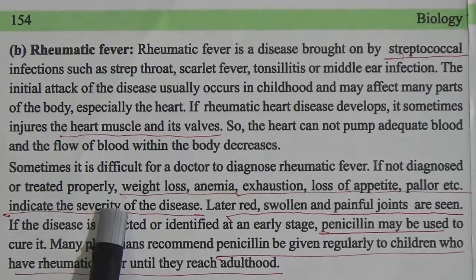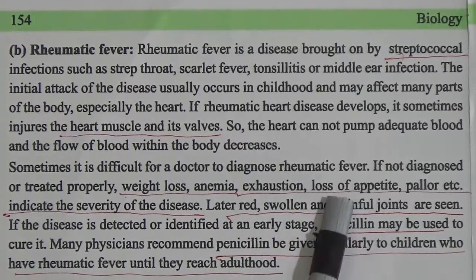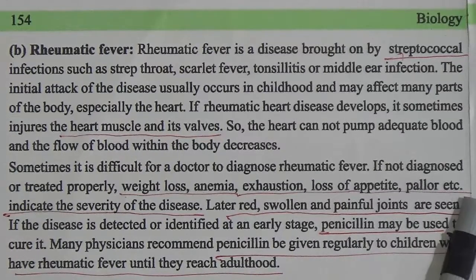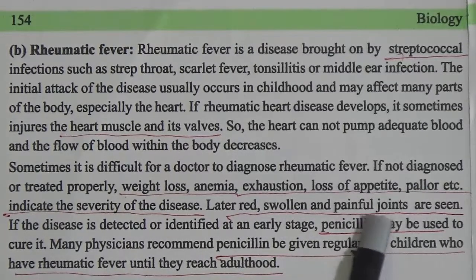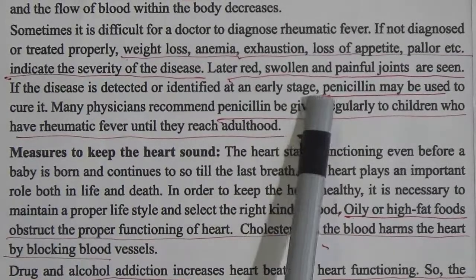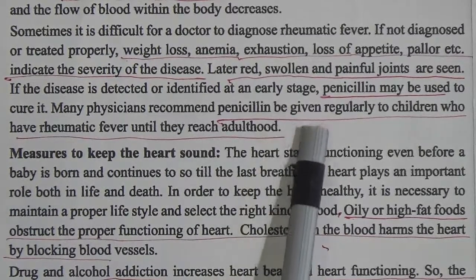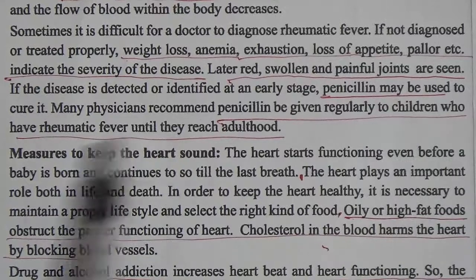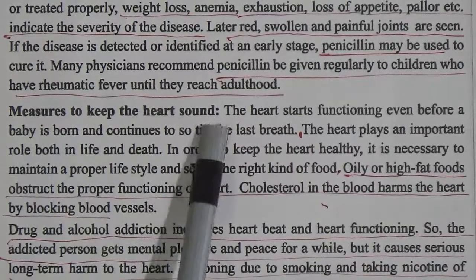Then if not diagnosed or treated properly, there will be weight loss, anemia, exhaustion, then loss of appetite and pallor, etc. These indicate the severity of the disease, and later red, swollen and painful joints are seen. If the disease is detected at an immediate and early stage, penicillin may be used. Some physicians recommend that penicillin be given regularly to children who have rheumatic fever until they reach adulthood. Now come to the measures to keep the heart sound.